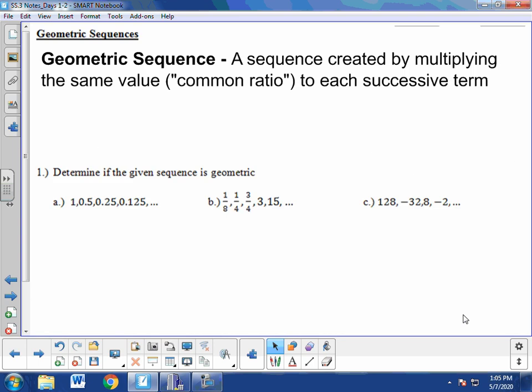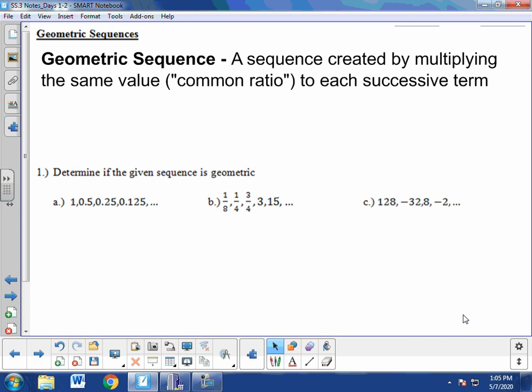Let's start with a definition for a geometric sequence. So this may be a term that you are familiar with. You probably heard it and worked with it in Algebra 1. But a geometric sequence is a sequence created by multiplying the same value, which is known as a common ratio, to successive terms in a list.